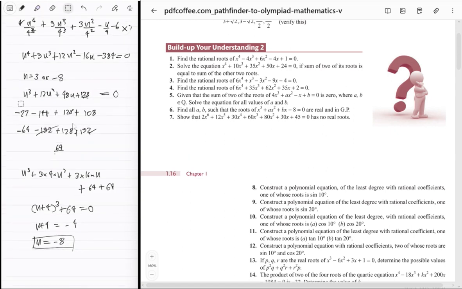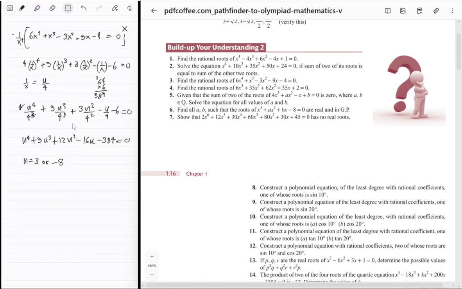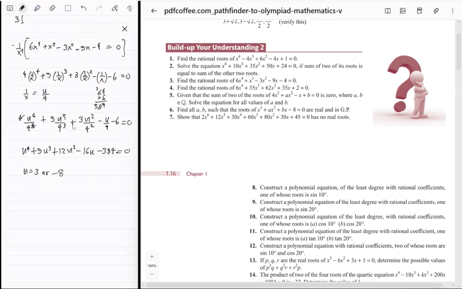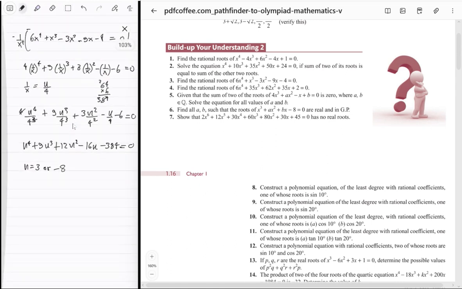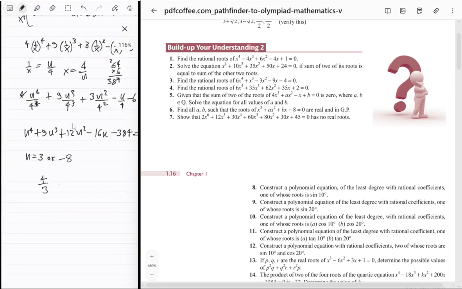Cool. So, what was x, by the way? 1 upon x was equal to u upon 4. So x is just equal to 4 upon u. So it's going to be 4 upon 3 or it's 4 upon -8, which is -1 upon 2. So these are the only two roots of this equation, right?